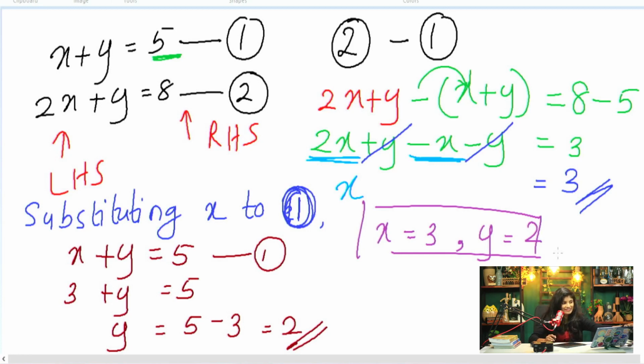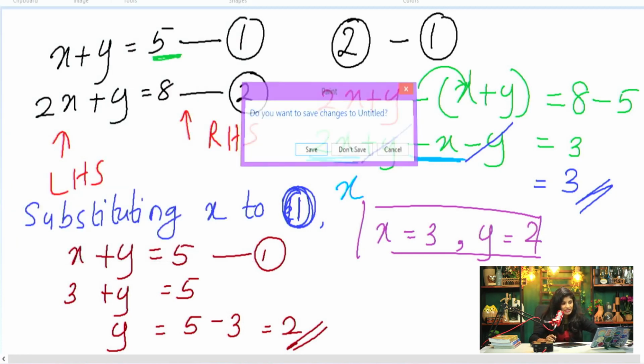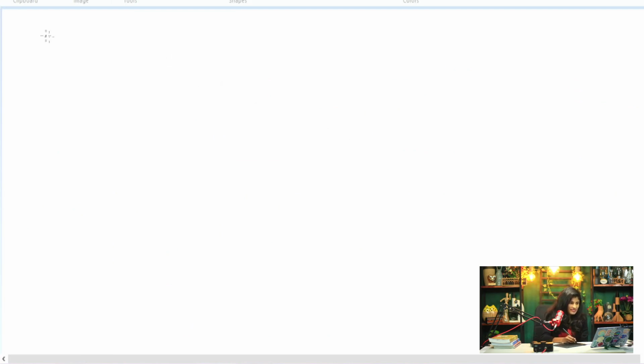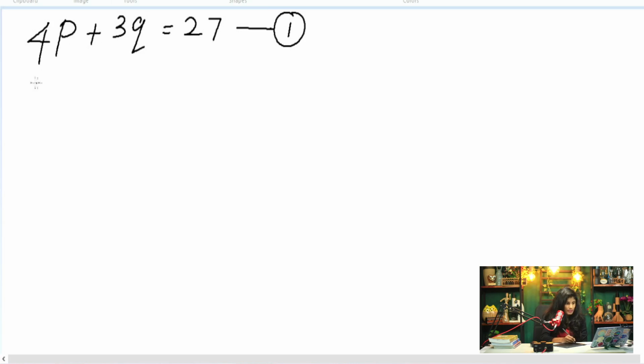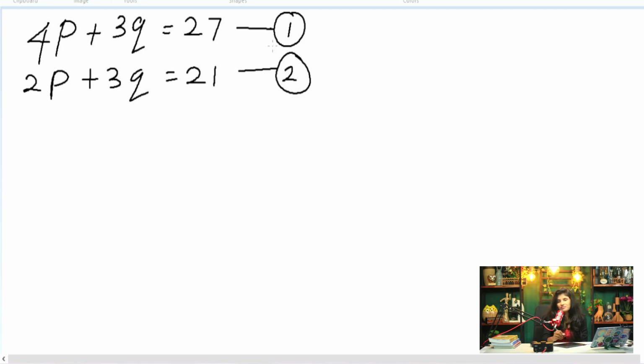Okay. So we are moving to the next question. Our second question is 4p plus 3q equals 27. This is equation number 1. And number 2 is 2p plus 3q equals 21. So in this question, I have two same things in both the equations, that is 3q. I have 3q in equation 1 and in equation number 2 also.